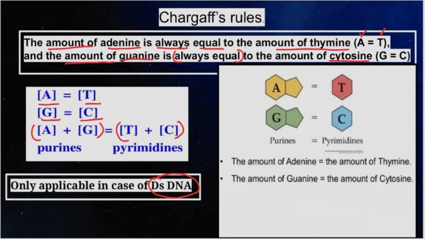What are Watson and Crick base pairs? Adenine, thymine, guanine and cytosine. These two are known as Watson and Crick base pairs because, as we all know, adenine always binds with thymine and guanine always binds with cytosine. So, these two are known as Watson and Crick base pairs. When the DNA is double stranded, only then will this Chargaff rule be applicable.